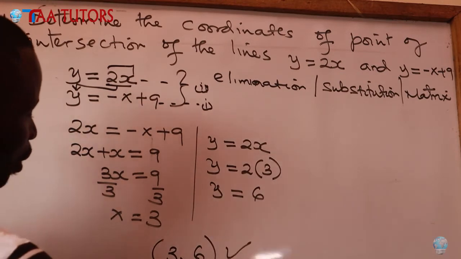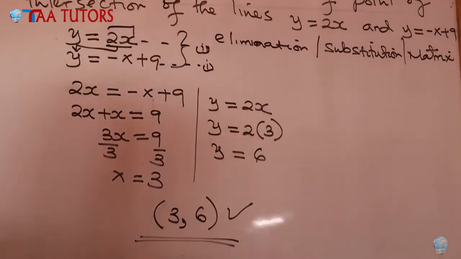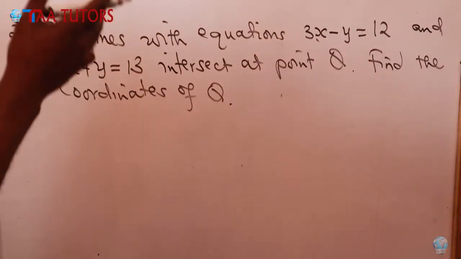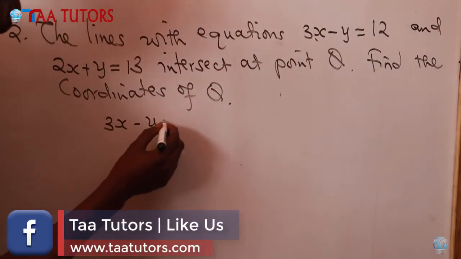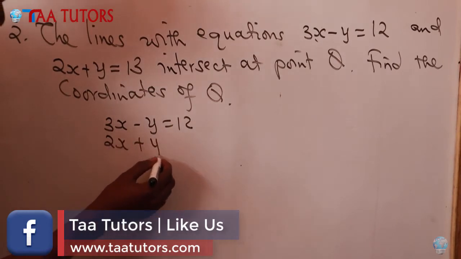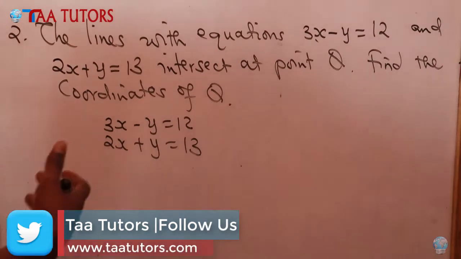This is the coordinate of the point where these two lines intersect. Let us go to example 2. We are going to do the same thing we have done up here, and here we are going to have 3x minus y equals 12, and then 2x plus y equals 13. I can use any method, substitution or elimination.